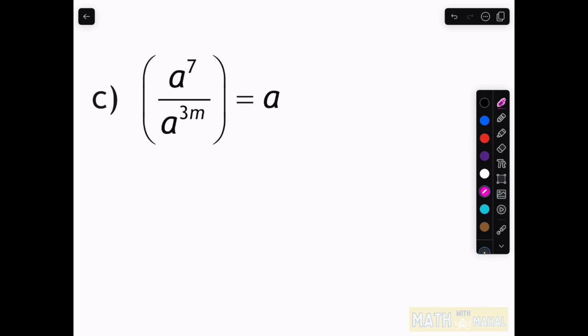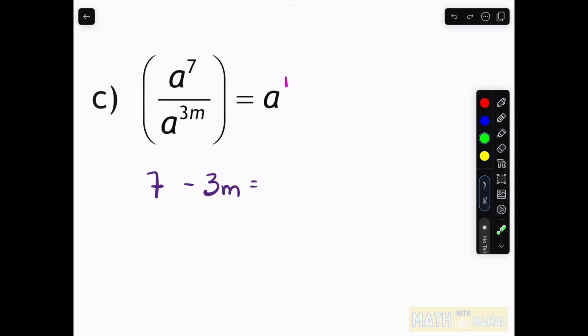Okay, so for this one, we're saying a to the exponent of 7 over 3m equals a. Now remember, there's an invisible 1 here. So what I'm gonna do, like what I did with those last ones, is pull out those exponents. So 7 take away 3m equals 1. And remember, it's take away because we're dividing these exponents.